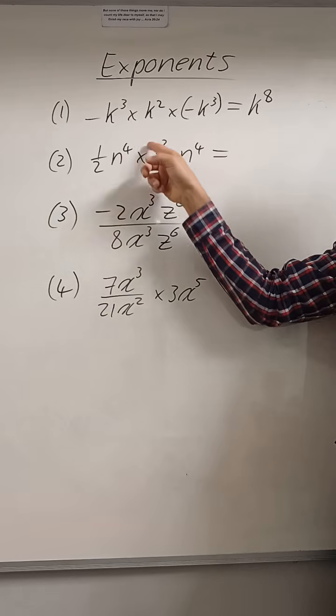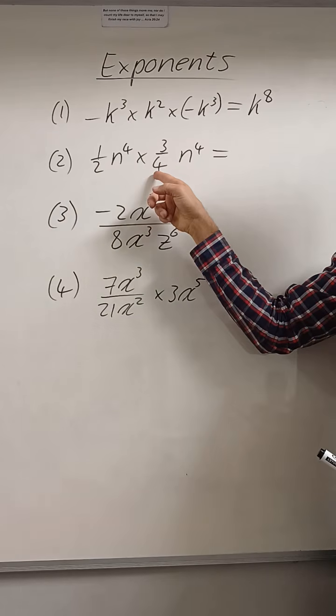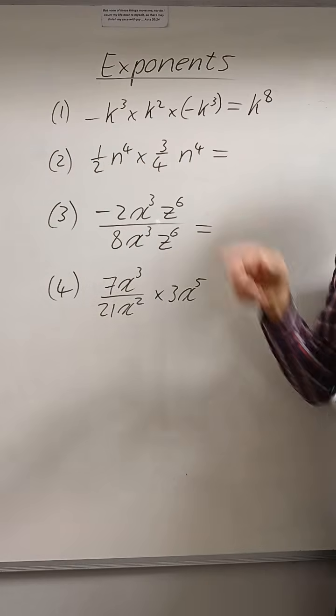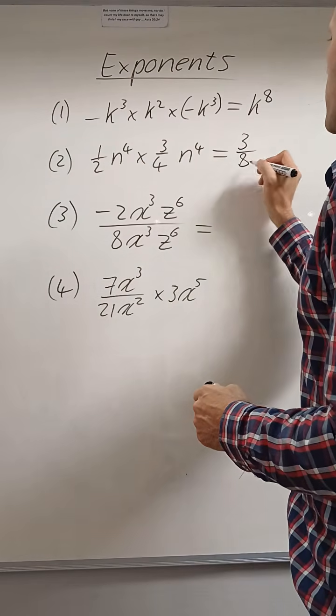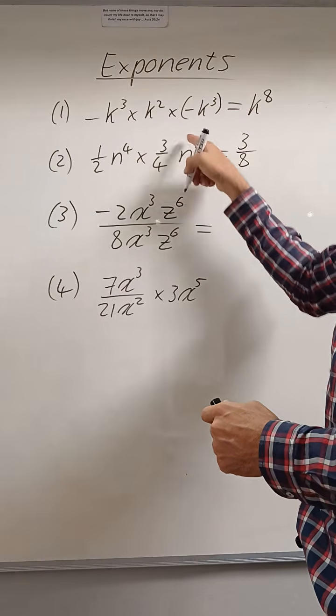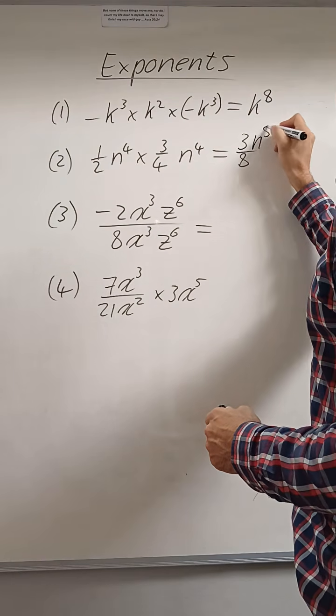Here, a half times 3 over 4. So you multiply the denominators. 2 times 4 is 8. 1 times 3 is 3. So it's going to be 3 over 8. And then n to the power 4 times n to the power 4 is n to the power 8. So we can put it at the top, n to the power 8.